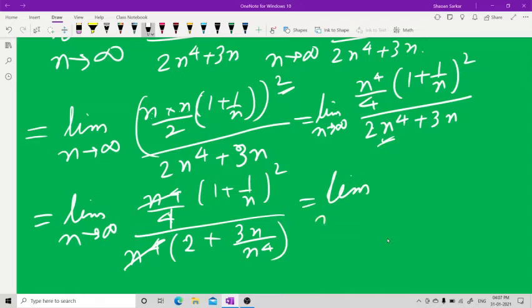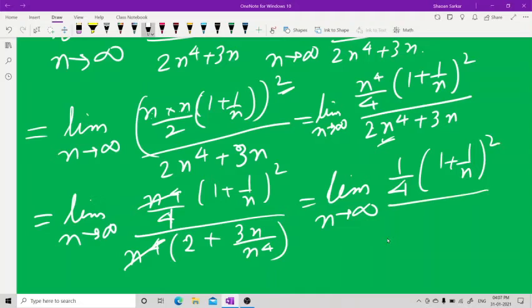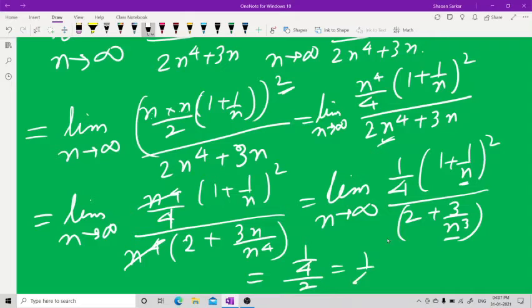Limit n tending to infinity, 1 by 4, (1 plus 1 upon n) whole square upon (2 plus 3 upon n cube). Now take the limits. This will become 0, this will become 0. So this will be 1 by 4 into 1 by 2. So this will be 1 by 8.